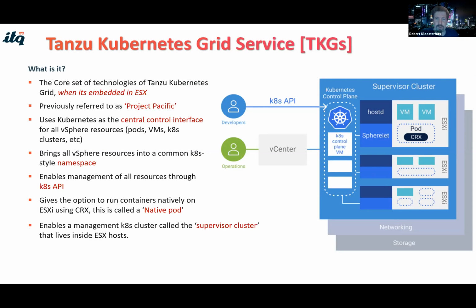The namespace construct that they've introduced in vSphere allows you to manage both VMs and native pods and complete Kubernetes clusters together. And you can do things with them together, like authentication, like assigning a resource pool to them. So you can divvy up how your underlying vSphere cluster resources are going to be used by these different parts of this Tanzu Kubernetes Grid landscape.